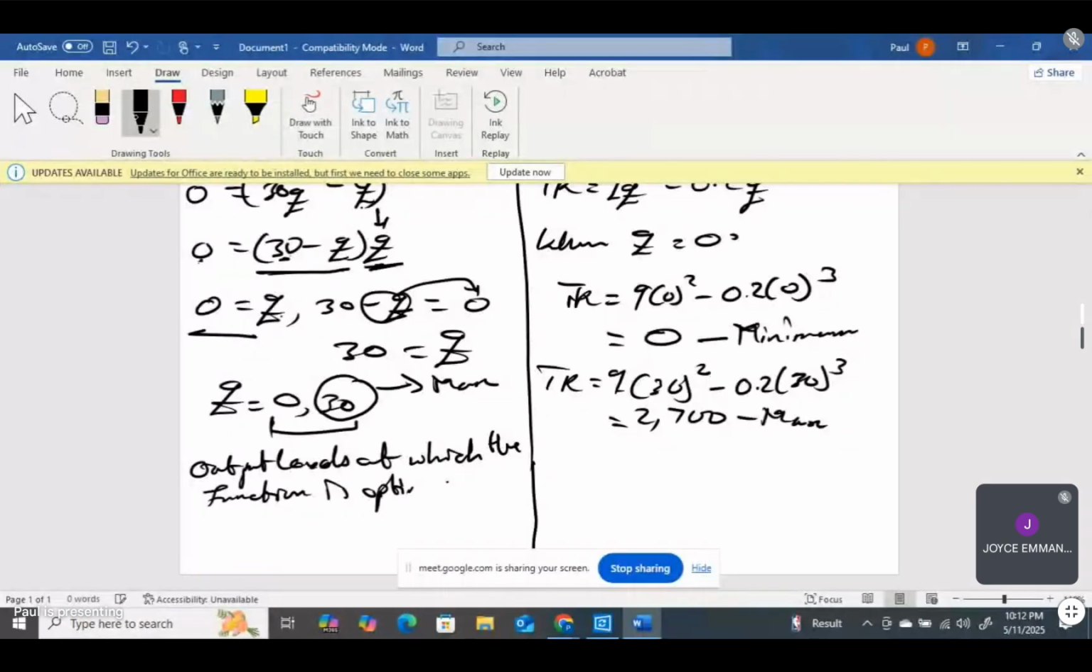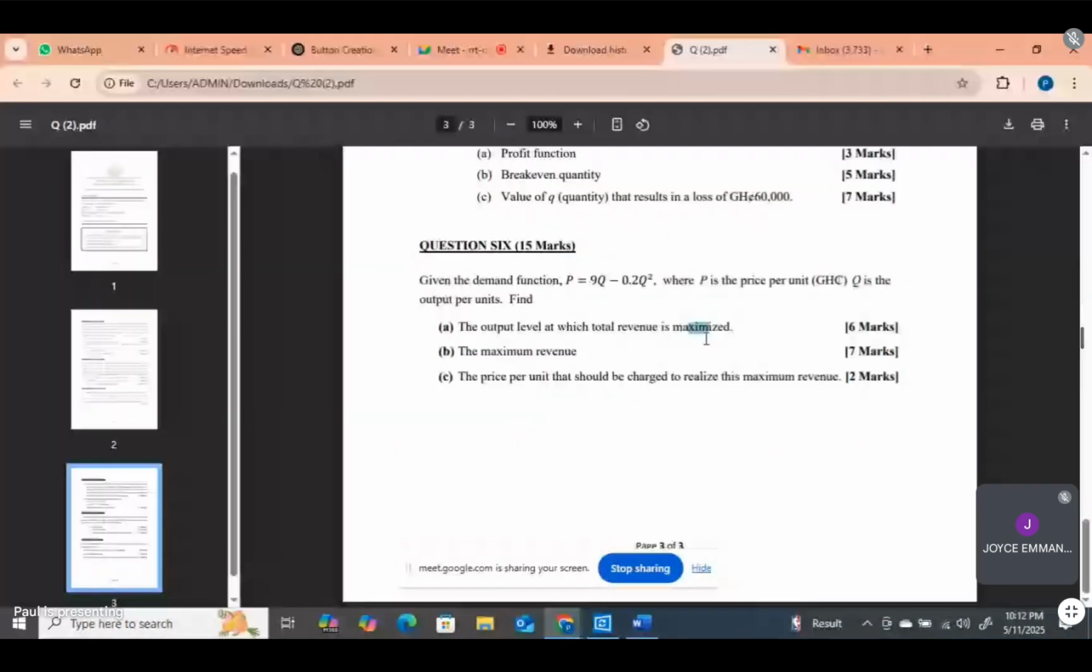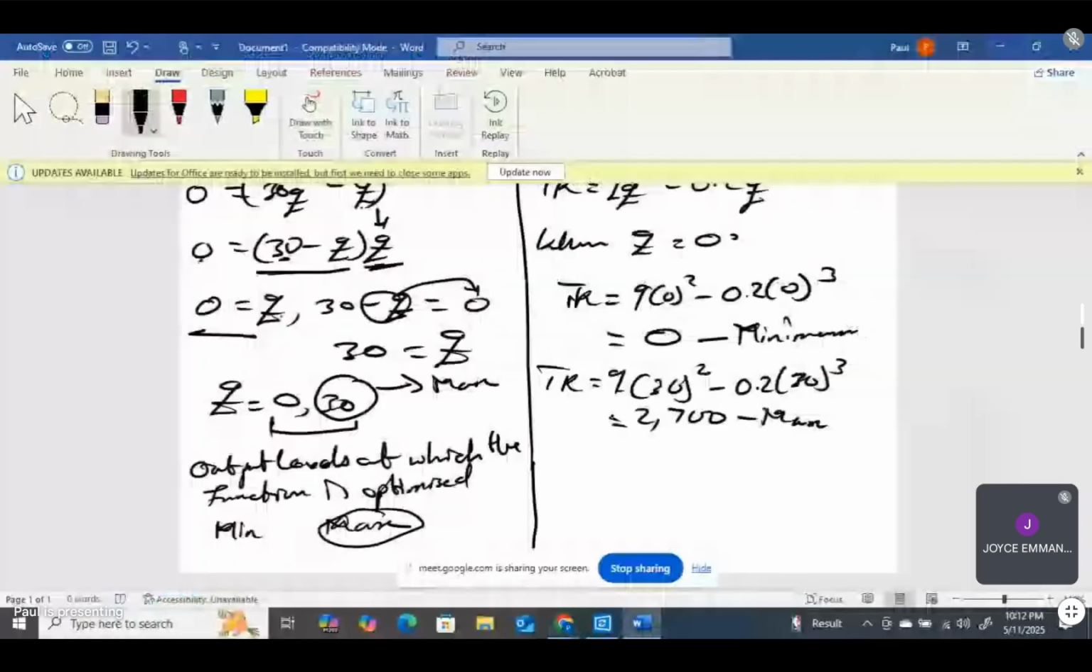Now, optimization can be either a minimum or a maximum. But they are asking for the output level that will give you what? A maximum revenue. So we are interested in the maximum. I told you this will be minimum and this will be maximum. But we are interested in the maximum. So how do we get the maximum?